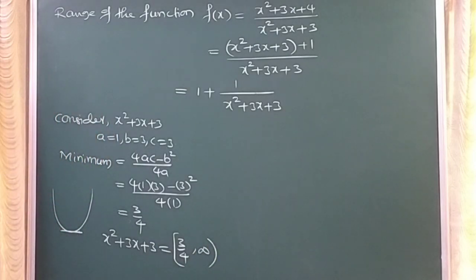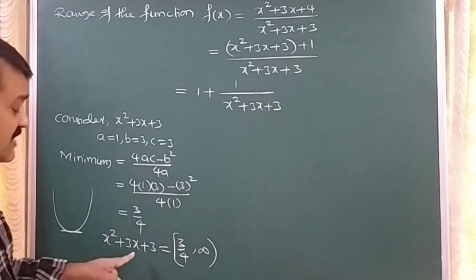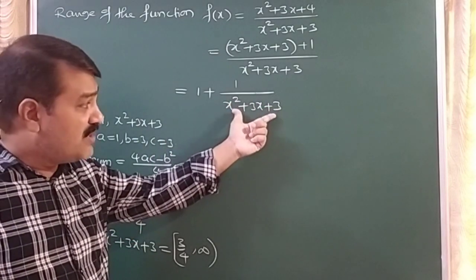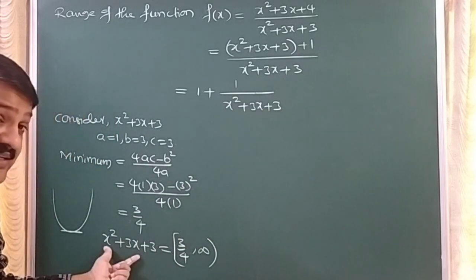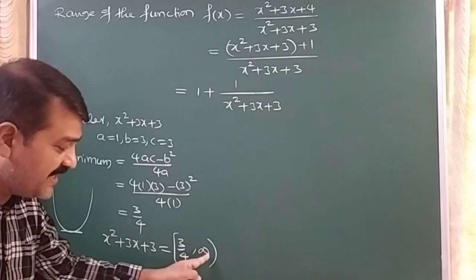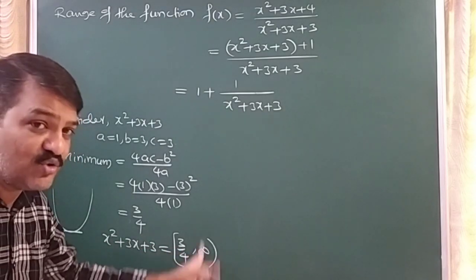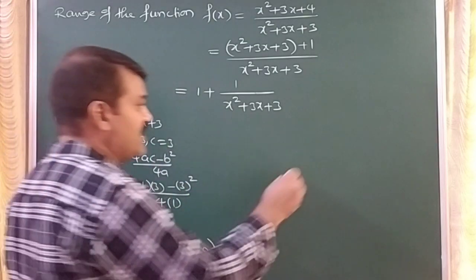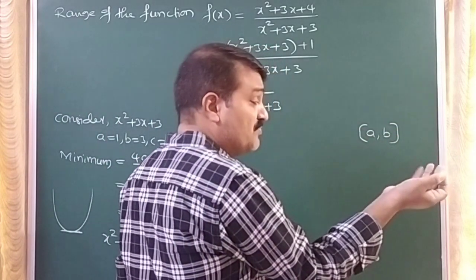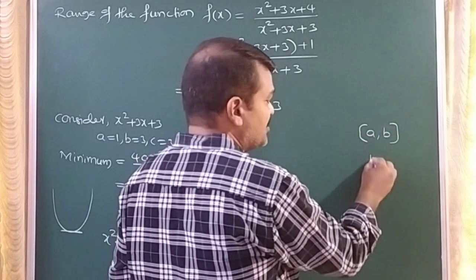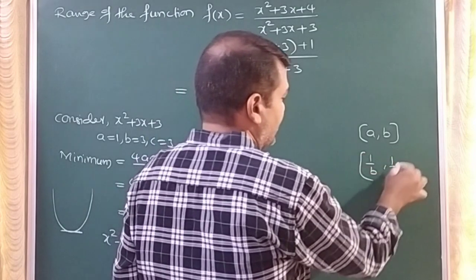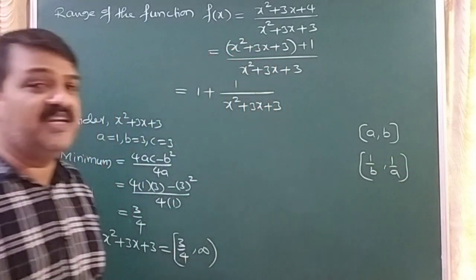3 by 4 to infinity. This is the range of the denominator. Then what is the range of the reciprocal of this? See, the range does not contain 0. When the range does not contain 0, that is, the range is like this without 0, what is the range of the reciprocal function? 1 by b comma 1 by a only.